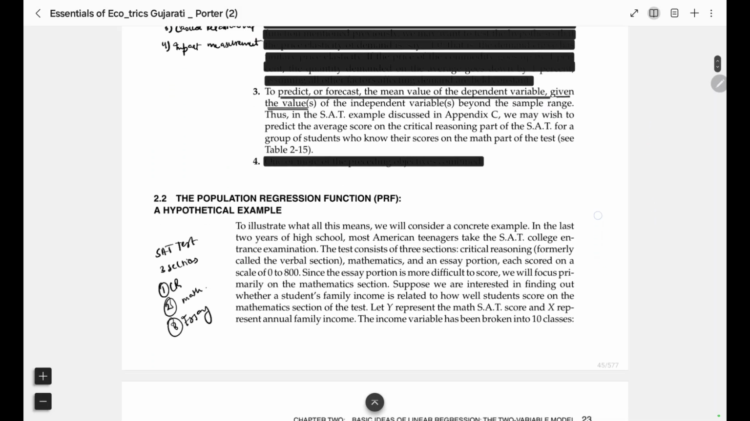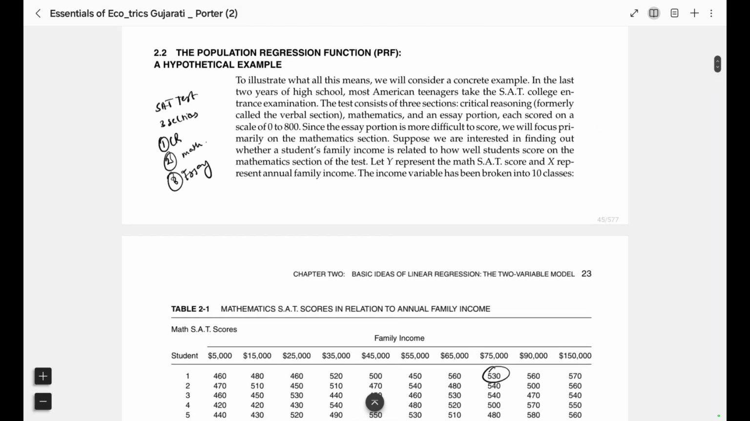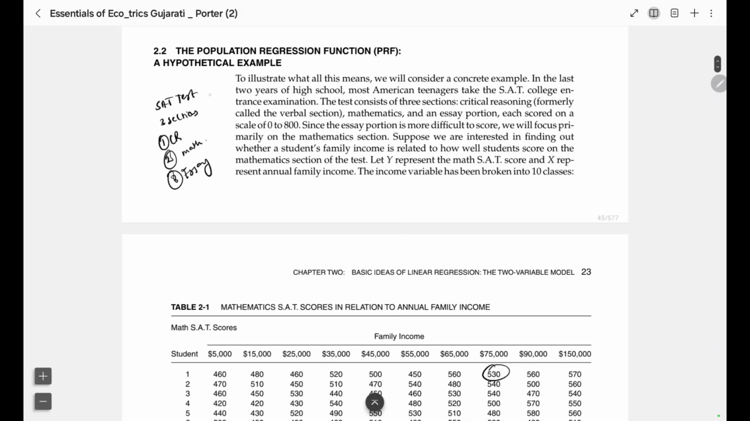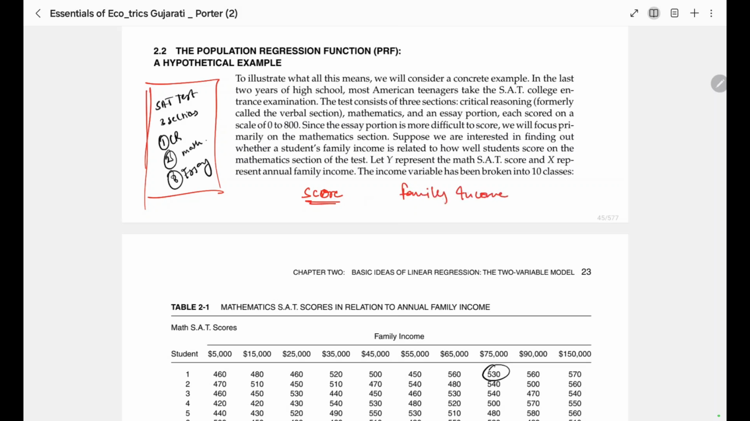So moving ahead, now we come to the population regression function. To understand the population regression function, we take the SAT score example. This is a very classic example and most of the books have this example only. Gujarati also has this example. In this we have two variables. One is the scores of students and the other is the family income of the students, right. So we try to find out, on various levels of family income, what scores the students are getting.